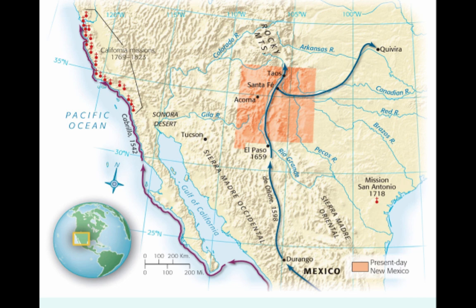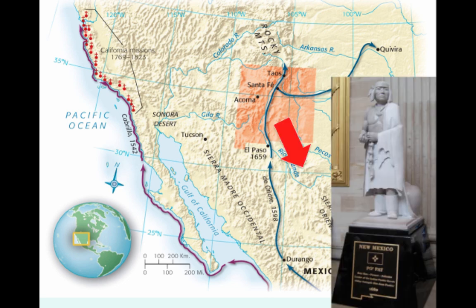And you get a guy by the name of Pope. Pope is a Pueblo Indian, and Pope in 1680 is going to lead a massive and, in a rare instance of victory, a rebellion that's going to kick out the Europeans from modern-day New Mexico. And this, of course, is the Pueblo Revolt.